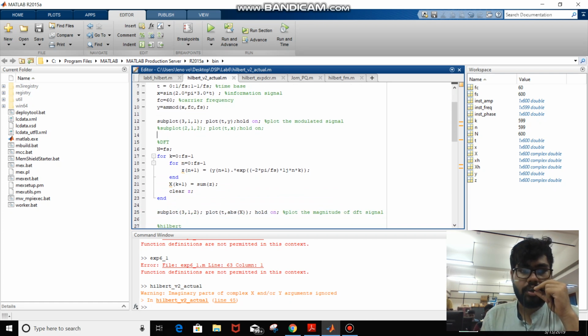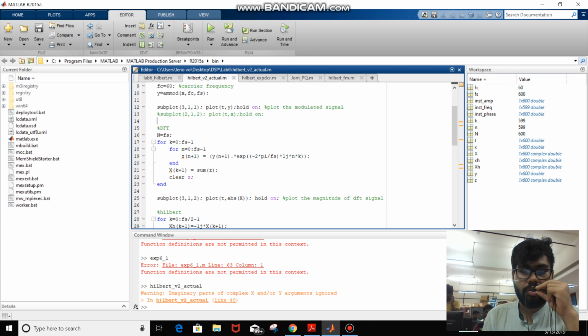First we compute the Hilbert transform manually. So we know the Hilbert transform is equivalent to doing convolution with 1 by pi t, which when thought of in terms of frequency domain turns out to multiplying the DFT coefficients with plus j in case of positive frequency components and minus j in case of negative frequency components.